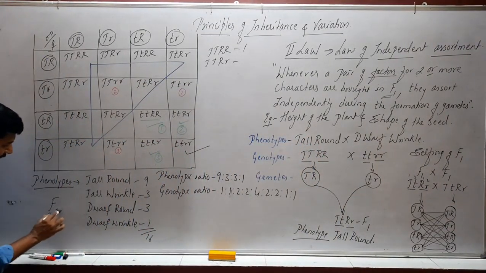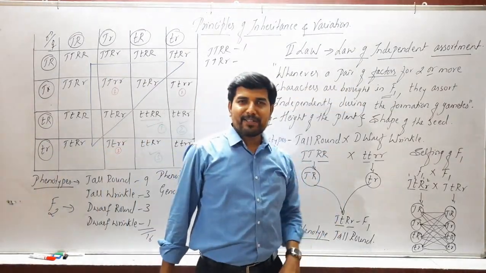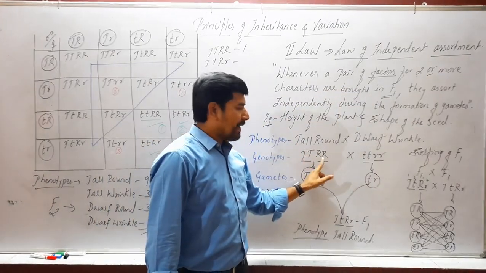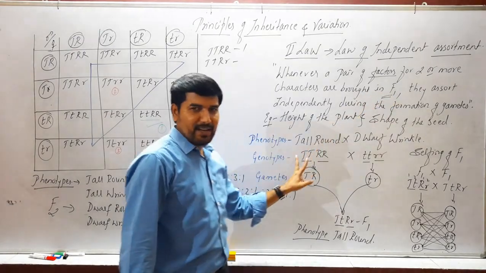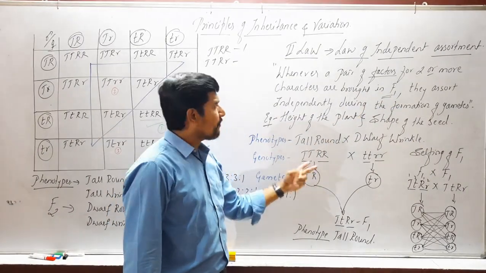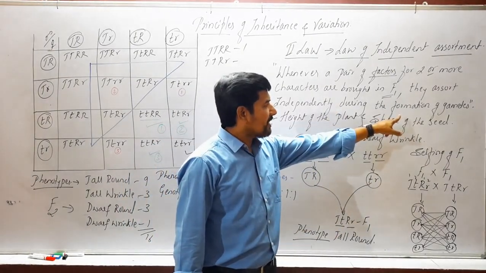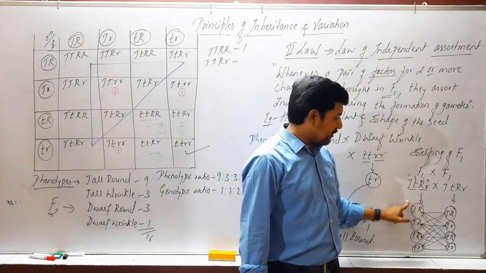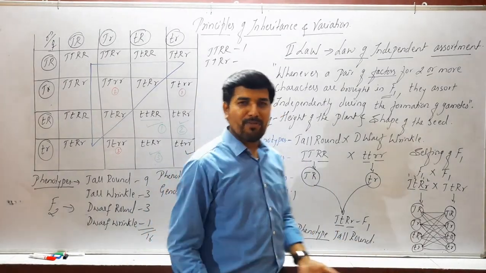This is the F2, second filial generation. Now according to the law of independent assortment, what it says: whenever a pair of factors for 2 or more characters, here we have taken 2 characters, are brought in F1, this is F1. Next, look at the statement. They assort independently during the formation of gametes. Assort independently means they move independently during the formation of gametes.